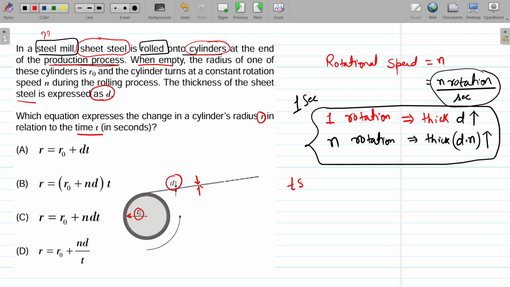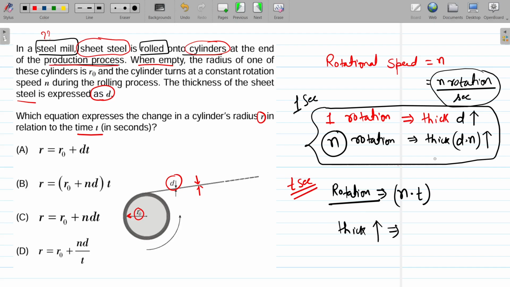So if we are talking about t seconds, how many rotations will there be? You can think very simply. In 1 second, n rotations, so in t seconds, you will have a total of n t rotations. How much thickness will increase? For 1 second, the thickness increase is n times d, so for t seconds it will be n times d times t. This much total thickness will increase. So the radius will increase, and the best expression to represent this situation is r equals r naught, the initial radius, plus n into d into t.